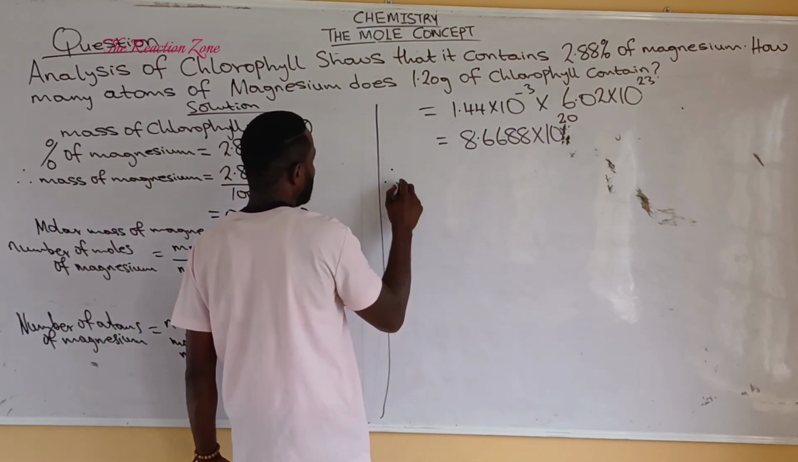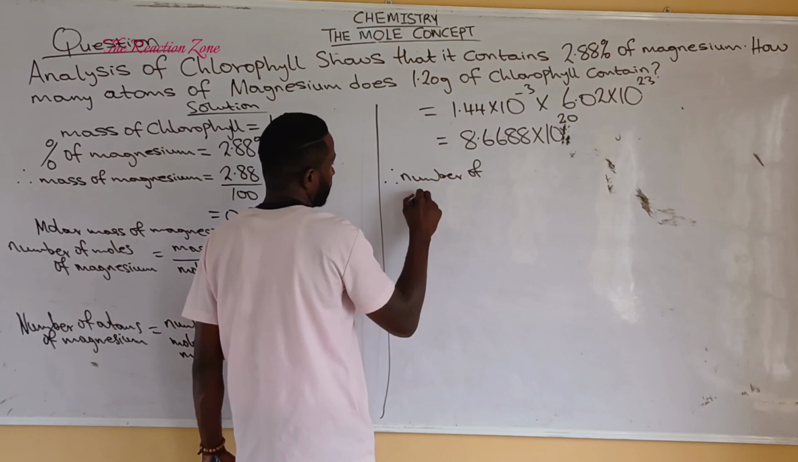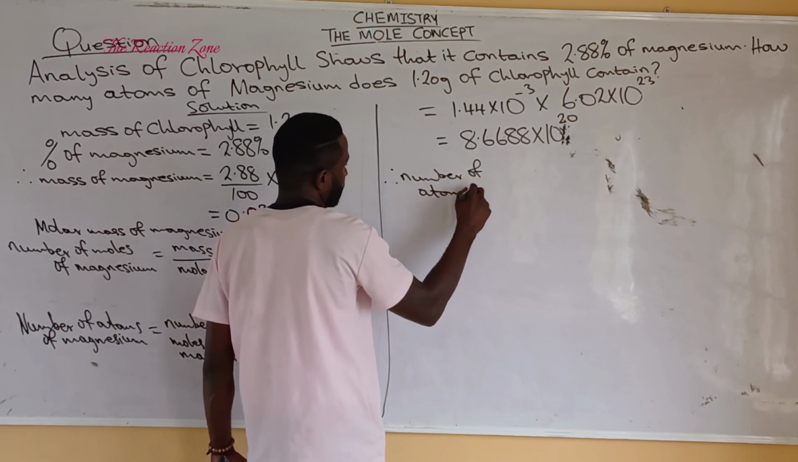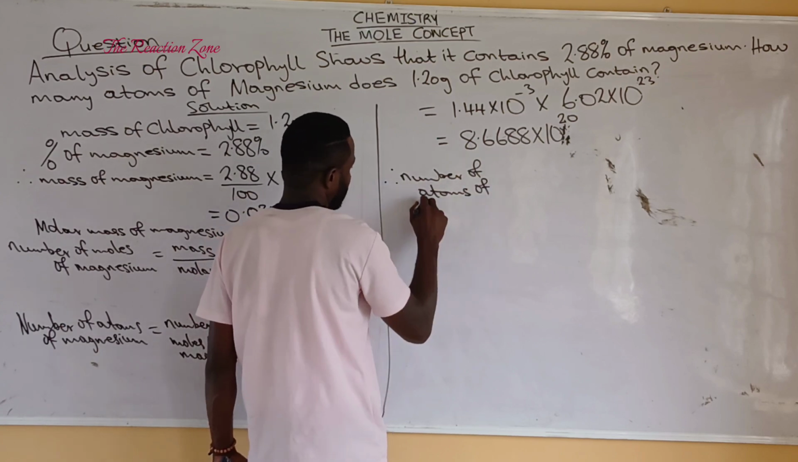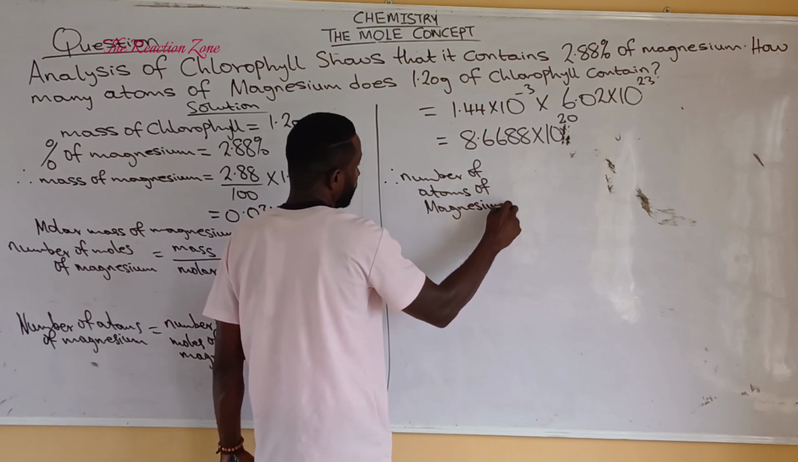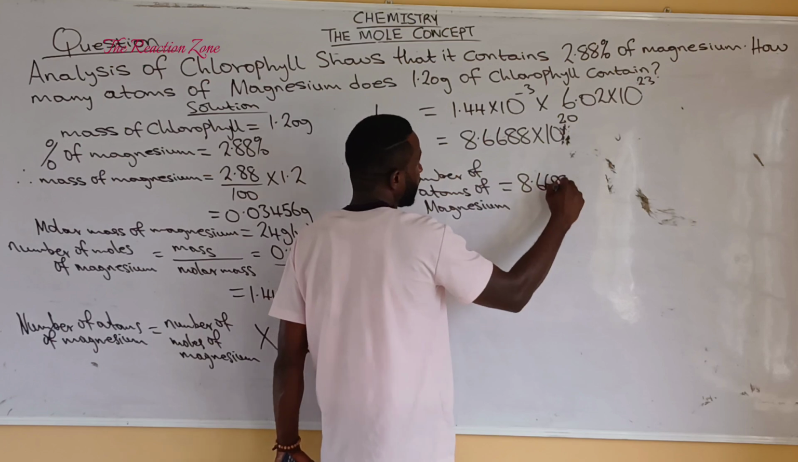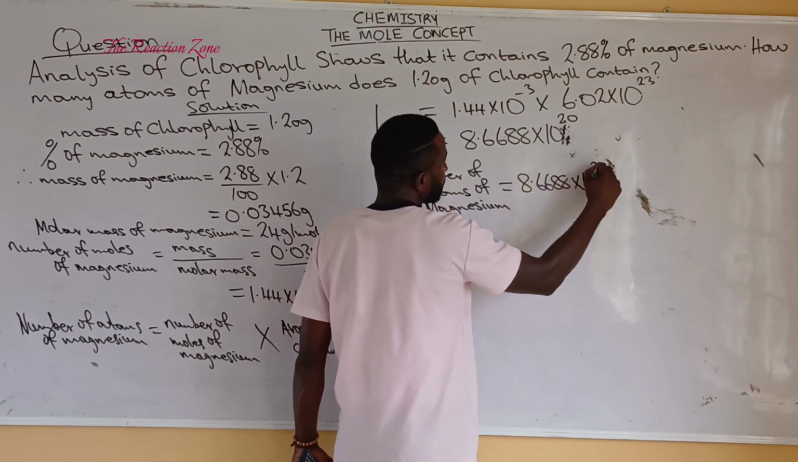So therefore, the number of atoms of magnesium, which is what this question wants us to find, will be equal to 8.6688 times 10 raised to the power 20.